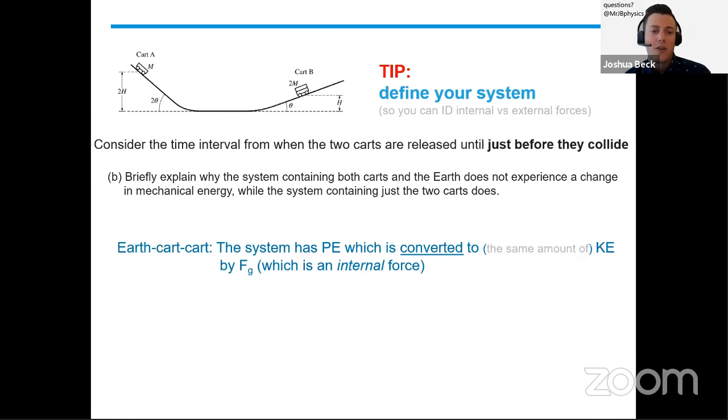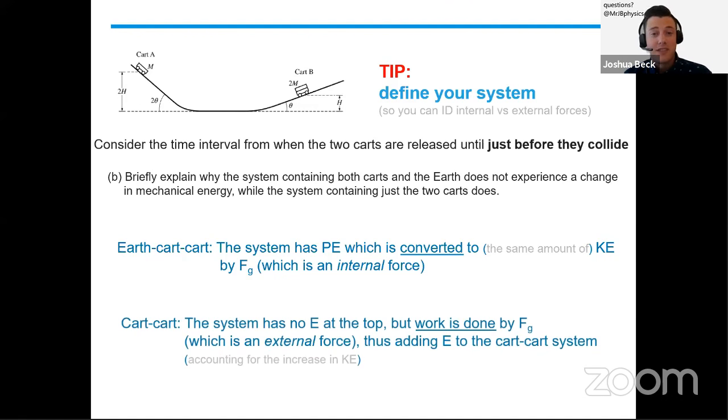So in the first one, the Earth-cart system, we've got both carts and the Earth all as part of the system. The system will have potential energy because these carts have been displaced from where they would naturally want to be, which is close to the surface of the Earth. So there's going to be some potential energy stored in this cart-Earth system. That potential energy will be converted into kinetic energy. The force that's doing that is the force of gravity, but because Earth is part of our system, that force of gravity is an internal force. So it's capable of converting energy from one form to another, but it's still the same total amount.